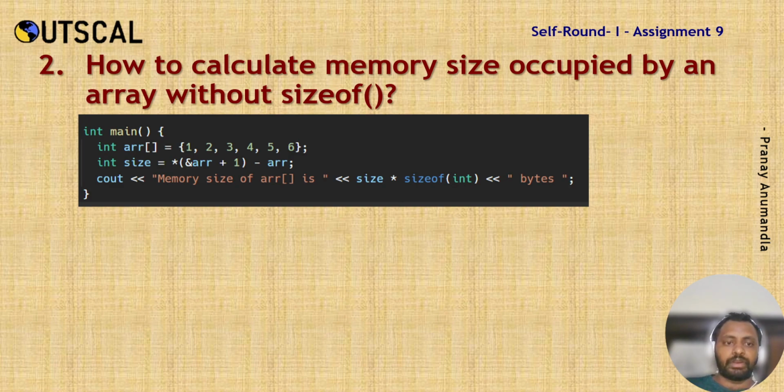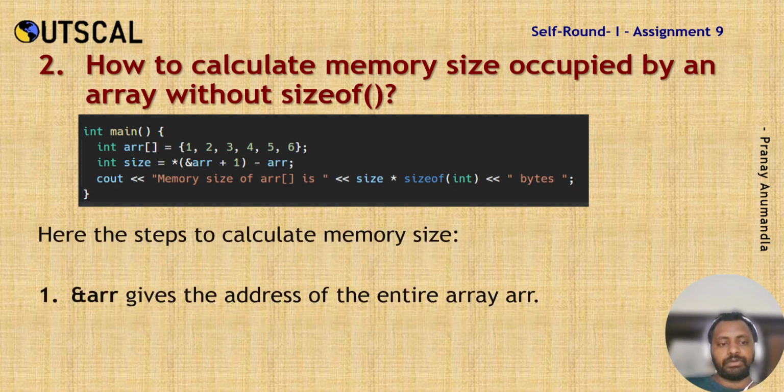This gives the number of elements, and for the actual memory size we have to multiply the number of elements with the size of int. We are not using the sizeof function to find the size of the array. We just use the size of the int, get the number of elements by the pointer arithmetic method, and multiply it by the data type size. If it is int, it might be 4 bytes. If it is float, it will be 8 bytes, like that. So we get the entire array size by this method, called the pointer arithmetic method.